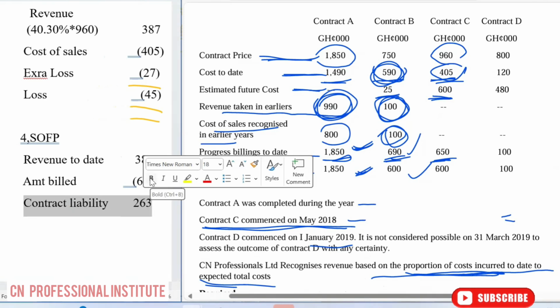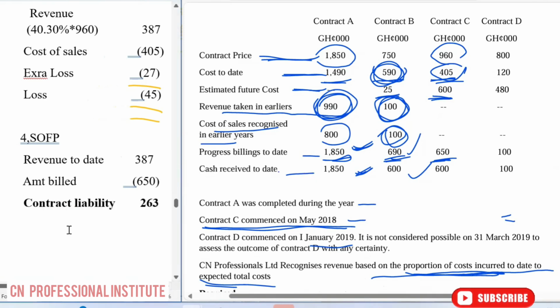And we are going to record this one in our statement of financial position as current liability. And then don't forget that we also have another liability that we have to record. Also, we have contract receivable. So look at the amount billed. How much did we bill the customer? We billed the customer 650, but the customer has given us only what? 600. So the cash is 600. So you realize that the customer has not paid us all the amount we have billed.